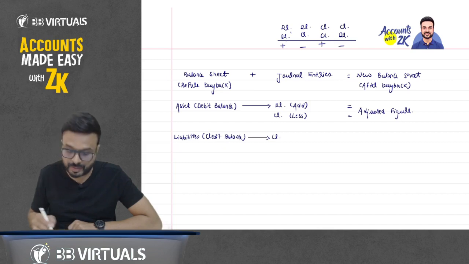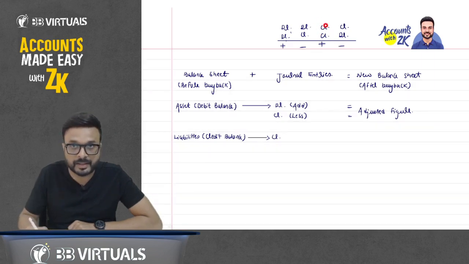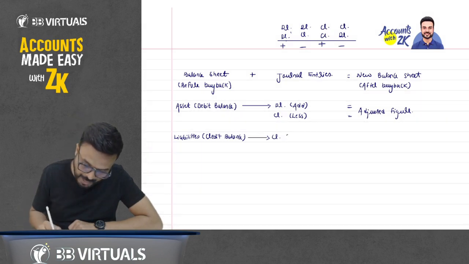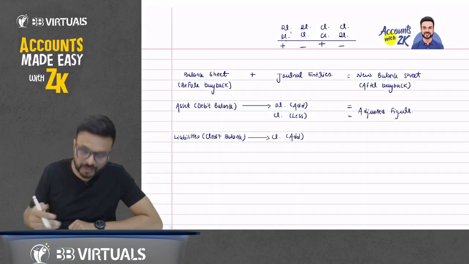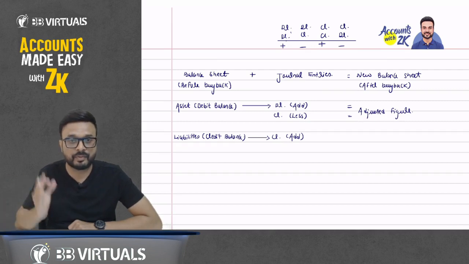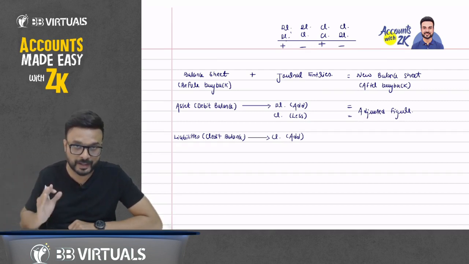If in a journal entry you have credited a liability, the liability has a credit balance. If you have credited, what will you do? We will add it. Whatever figure comes after this adjustment, we will write it down in the new balance sheet.